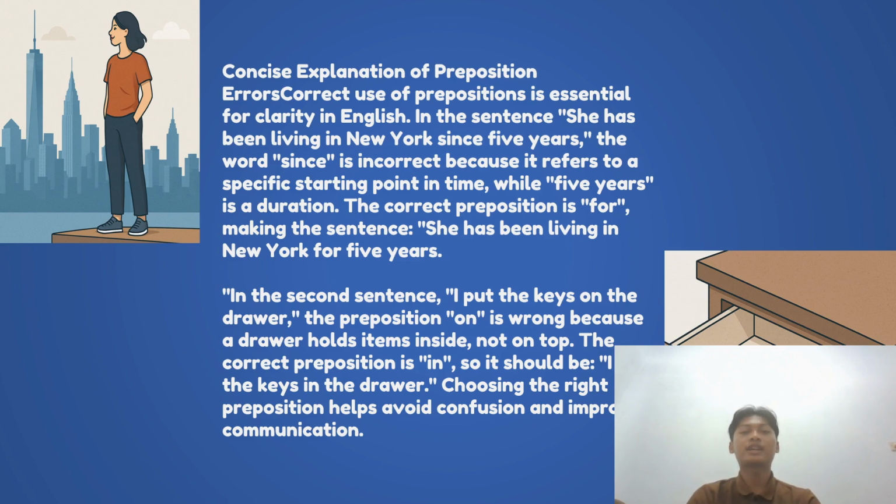In the second sentence, I put the key on the drawer. The preposition on is wrong because a drawer holds items inside, not on top. The correct preposition is in, so it should be I put the key in the drawer. Choosing the right preposition helps avoid confusion and improves communication.